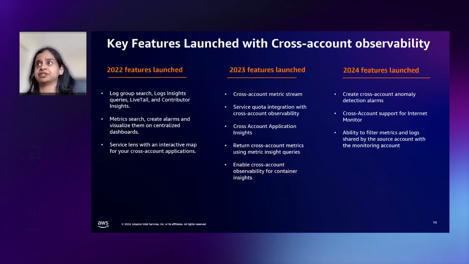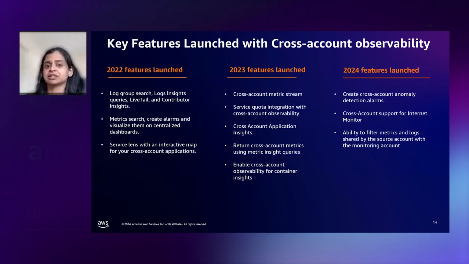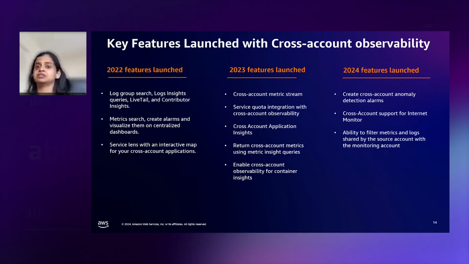Here are some of the key features that we have launched with cross-account observability. In 2022, we launched this feature where you can search for log groups stored across multiple accounts from a central view, run cross-account Logs Insights queries, and create Contributor Insights rules across accounts to identify top-N contributors generating log entries. With ServiceLens, you can also view an interactive map of your cross-account application with one-step drill-downs to relevant metrics, logs, and traces.